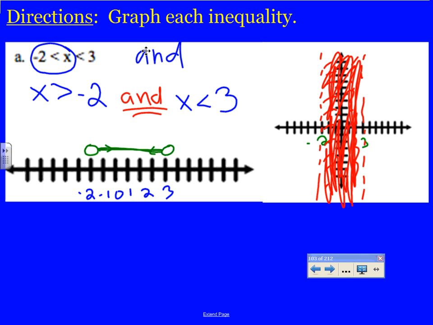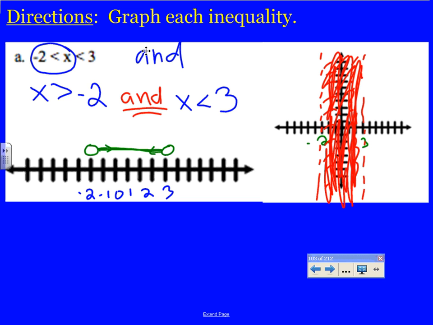I split them up with you guys and girls to make it easier for you to graph them individually, but you really could graph it all at once, Lauren. Plot the -2, plot the 3, make your dotted lines, and then say, okay, it's an and compound inequality. X has to be between those two. Good question. Anyone else?